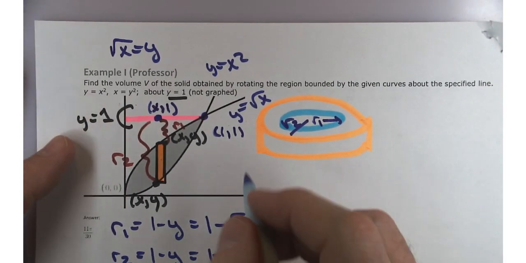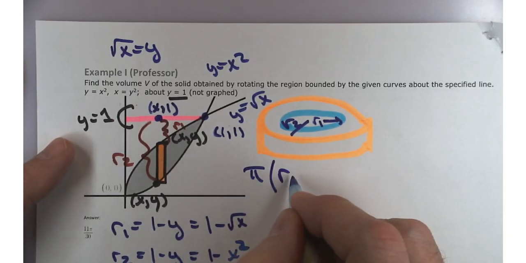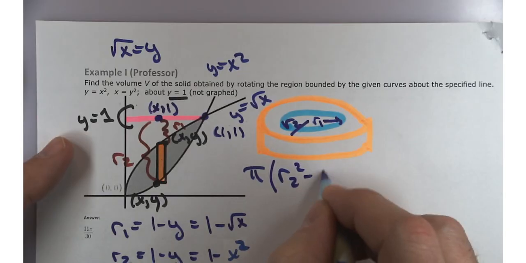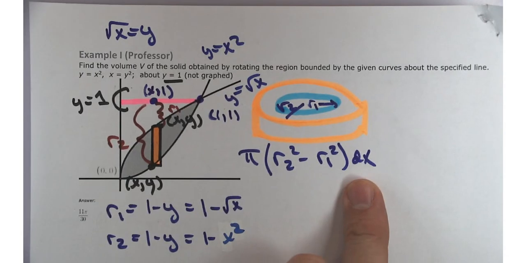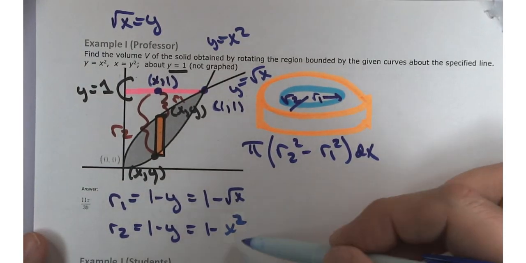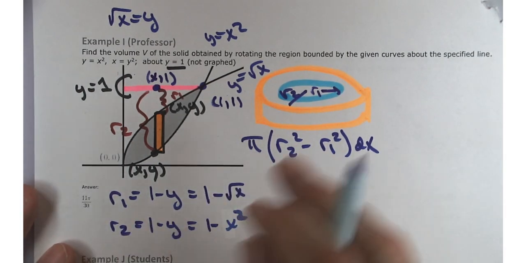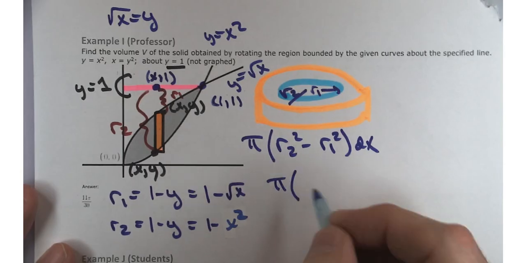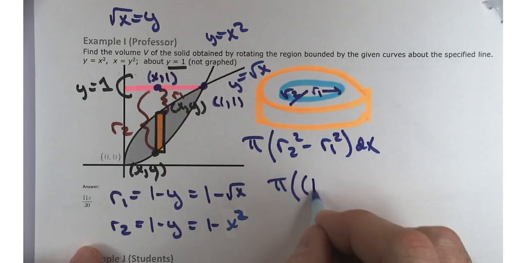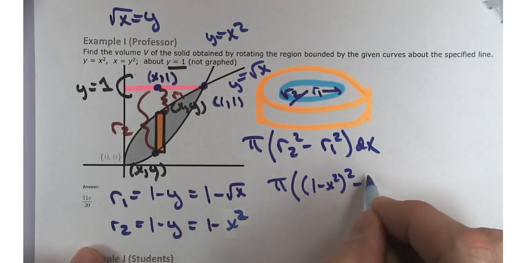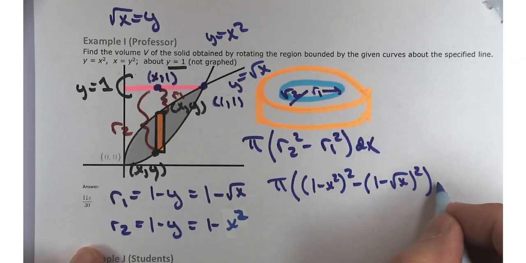Let's fill in the expression here. Pi times R2 squared minus R1 squared. And that's going to be a dx thickness. That dx is there to remind you that these expressions should be in terms of x. You shouldn't have x and y in the same integrand. So R2, see I'm nervous now. All right, 1 minus x squared, squared again, and 1 minus square root of x squared, and then dx.